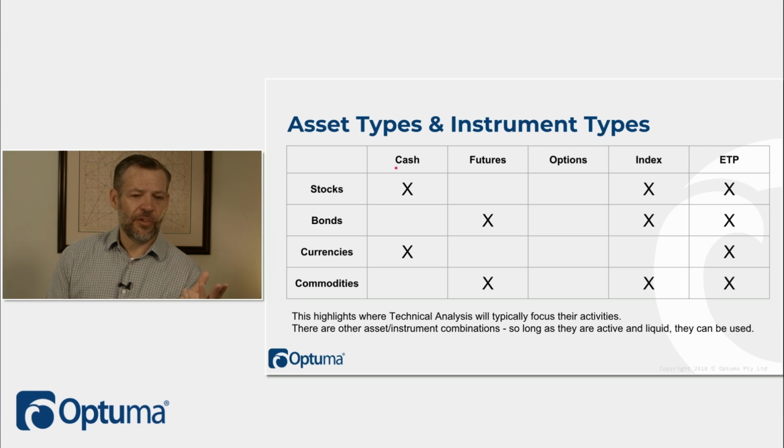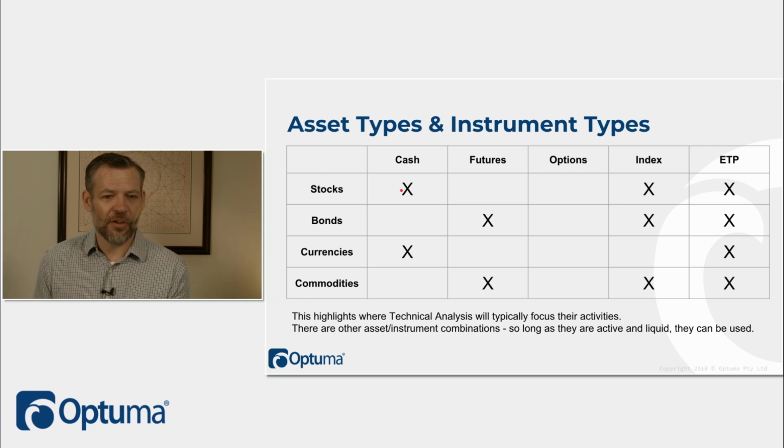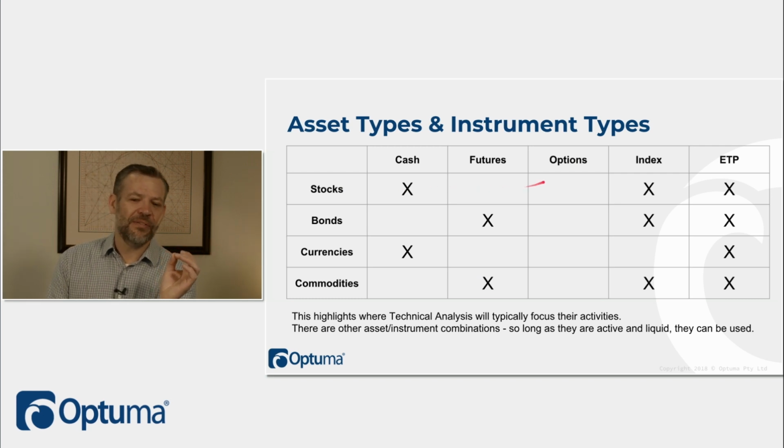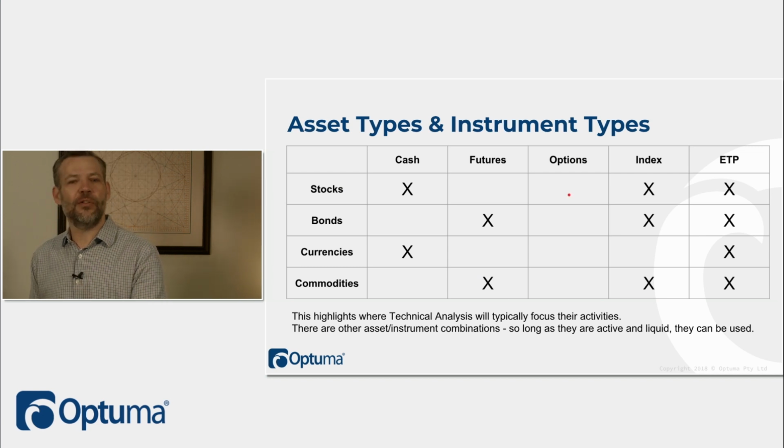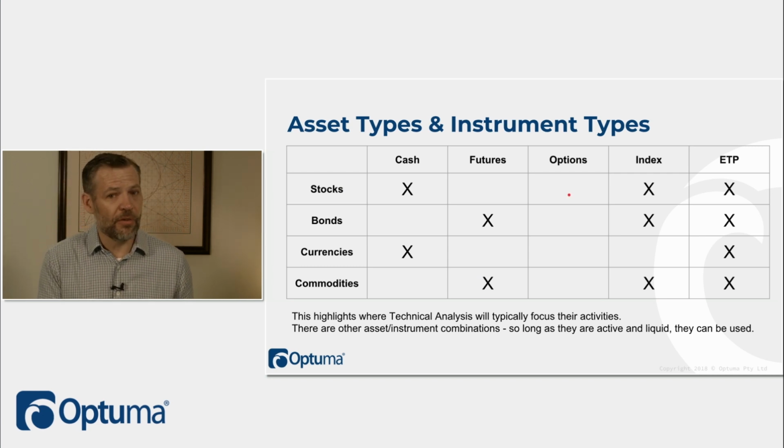So, for instance, if we take the stocks row here, we obviously do our technical analysis on the underlying stocks. As much as we can trade options on stocks, we don't do technical analysis on the price of options. We look at options chains and the volatility that comes out of options, but we don't do our technical analysis on that. We really are buying an option based on our belief of where the cash is going to go.